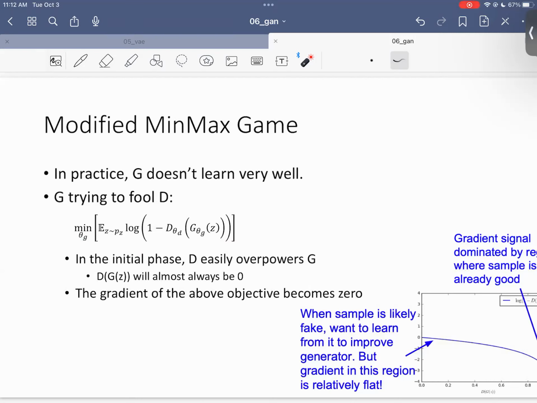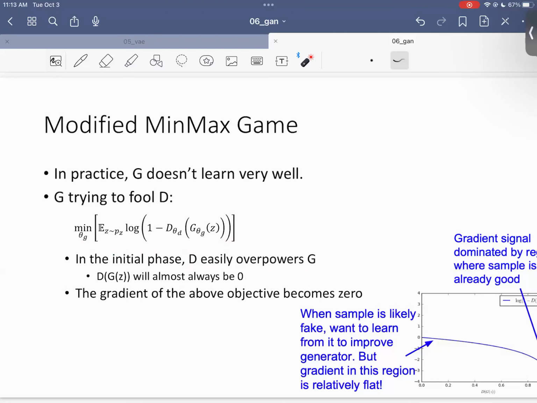And all it needs to do is decide which one's real and which one's fake. In the initial phase, G will be generating really weird samples, like black samples or white samples or blurry samples or gray samples, completely unrealistic samples. So it will be very, very easy for D to distinguish between real and fake, right? So in the initial phase, D easily dominates G.